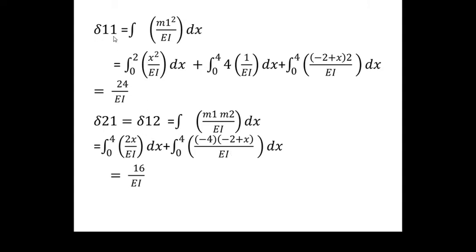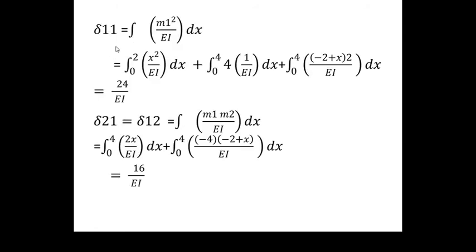Similarly we can calculate the flexibility matrix, that is delta 11. Delta 11 is equal to the integration of m1 squared divided by EI dx. What is m1 here? You see this one, integration between 0 to 2 for each member. 0 to 2 means DC.